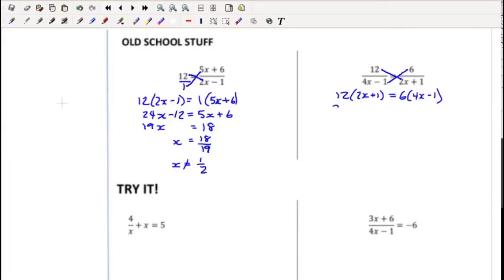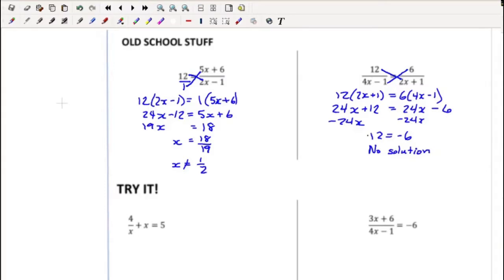Do your distribution. Try to get all the x's together. Uh-oh, what happens? We subtract 24x from each side, and we get 12 equals negative 6. This actually tells us, because this is never true, 12 is never equal to negative 6, that there is no solution. So if you ever end up with an equation where the two sides are not equal to each other and yet you have no x's left, you've got no solution.